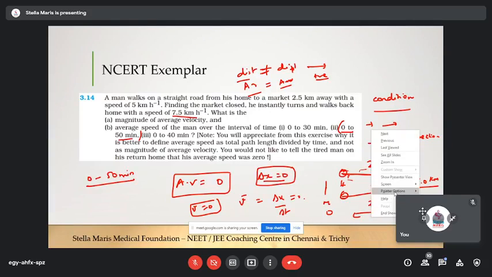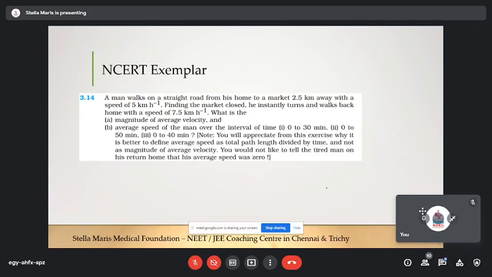Okay, so we know that the total path length for 0 to 50 minutes is what? 5 kilometer, right? So we have to find the average speed. Home to market, that is 2.5. Market to home, that is also 2.5. The path length is 5 kilometer.